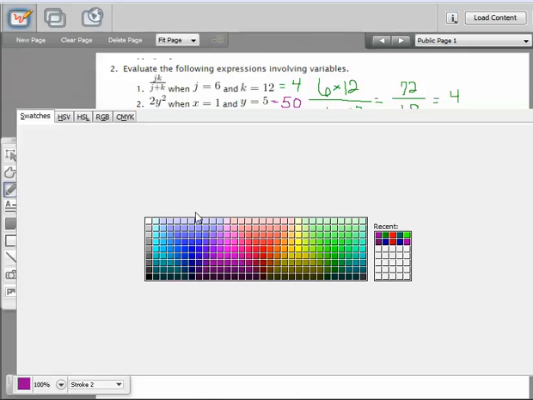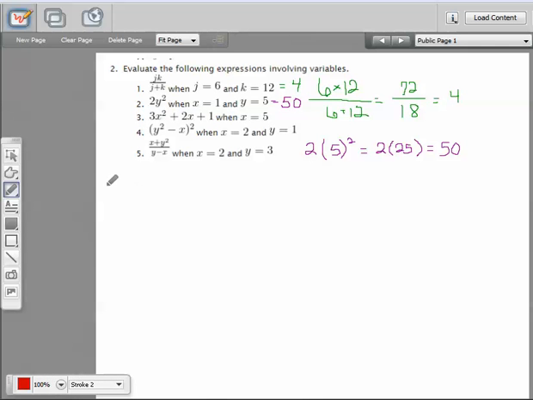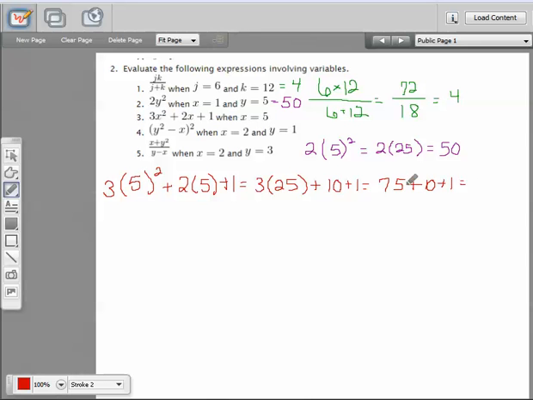For number 3, let's go ahead and use 5 for x, so we're going to substitute that in. And now we'll do order of operations. So 5 squared is 25. We can go ahead and multiply if we want to here. But 3 times 25 is 75 plus 10 plus 1. So working left to right, 75 plus 10 is 85. 85 plus 1 is 86. So we get a final answer of 86.